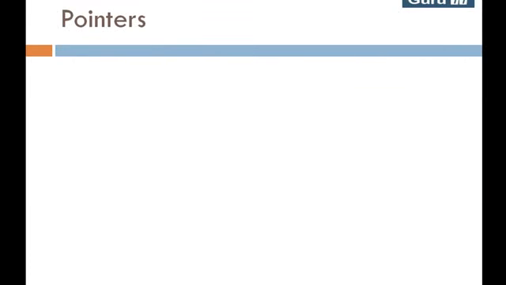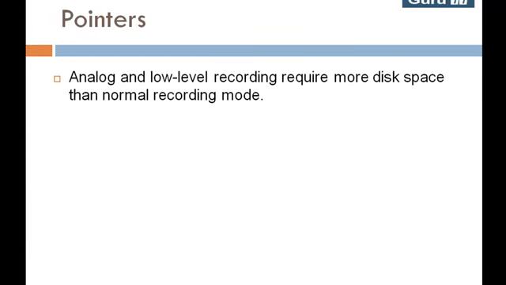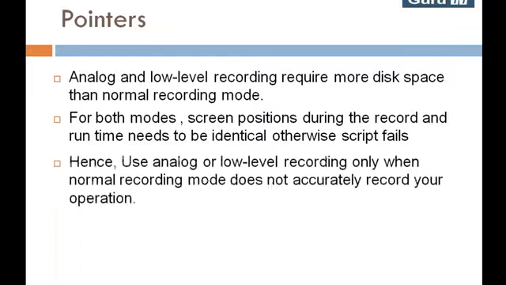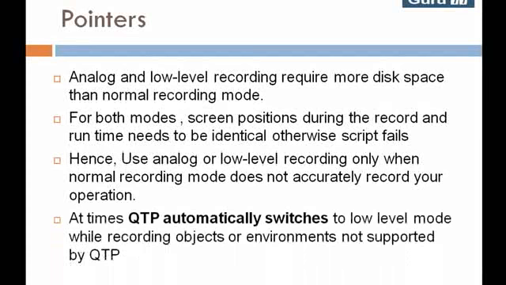Before we end this tutorial, a few pointers on recording modes. Analog and low-level recording modes require more disk space than the normal recording mode. For both modes, screen positions during record and run time need to be identical, otherwise the script fails. Hence, use analog or low-level recording only when normal recording mode does not accurately record your operation. At times, QTP automatically switches to low-level recording mode while recording objects or environments not supported by QTP.